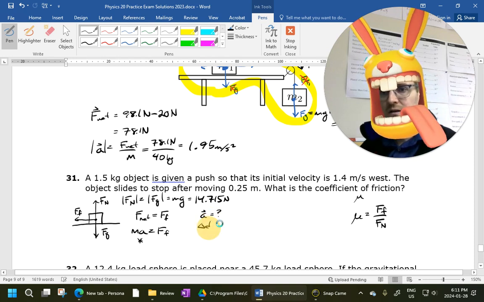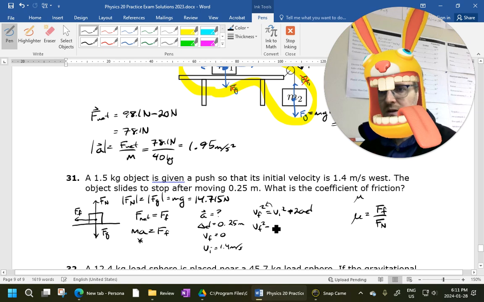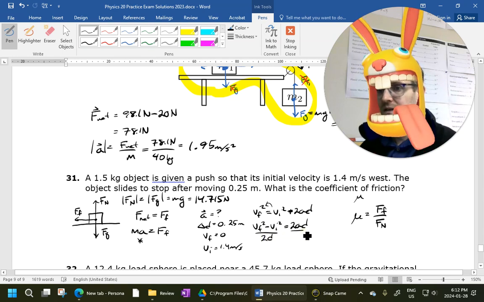We got d, it travels 0.25 meters and comes to a stop. It's got an initial velocity of 1.4 meters per second. What formula would I use here? Oh, it's that Vf squared formula, the one we use quite often, don't we? Vf squared equals Vi squared plus 2ad. We're going to rearrange this: subtract Vi squared, then divide both sides by 2 and d at the same time.